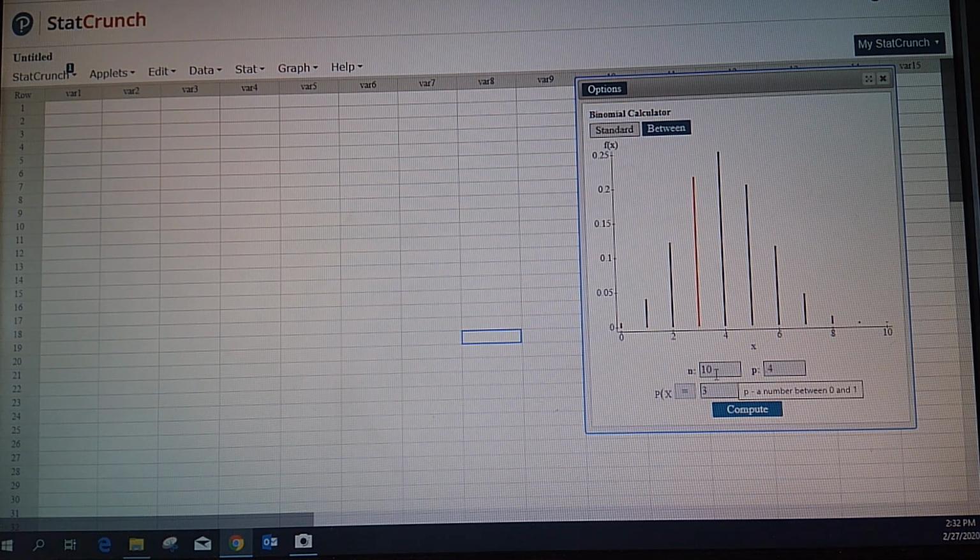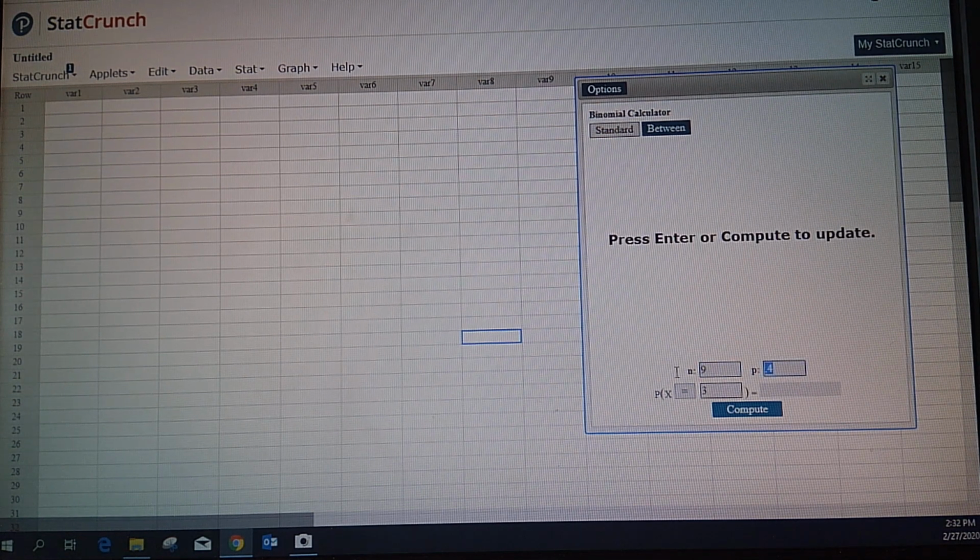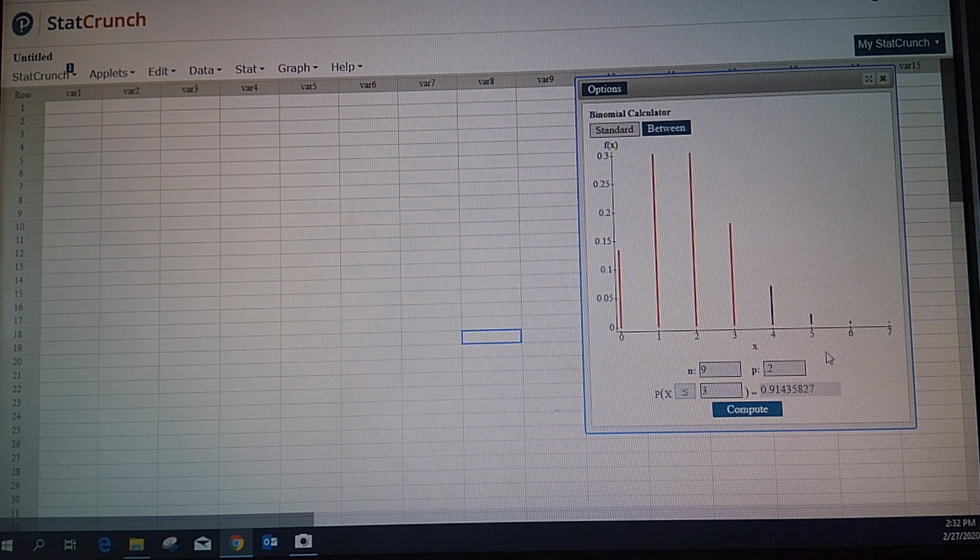The next question says we have n is 9. The probability of success is 0.2, and we want x to be less than or equal to 3. You see we have a probability of 0.9144. You can see how much faster it is to do them this way than it is by hand.